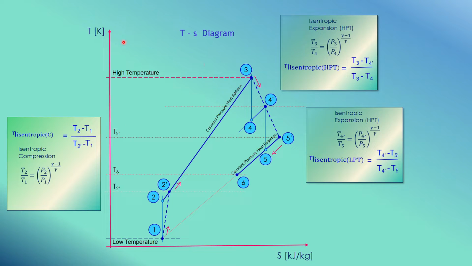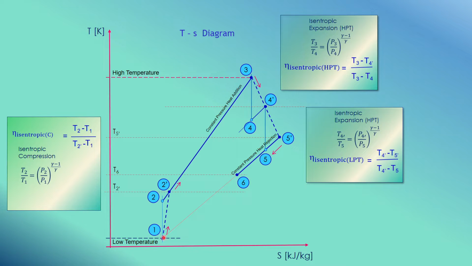Then you have this on your TS diagram. When you look at your TS diagram and compare to the previous one, as you can see, here you have another pressure line, 4 and 4 prime on this pressure line, and we call this the intermediate pressure. So from 3 to 4, this section here, we can call the high pressure region, and 4 prime to 5 prime, we can call the low pressure region.